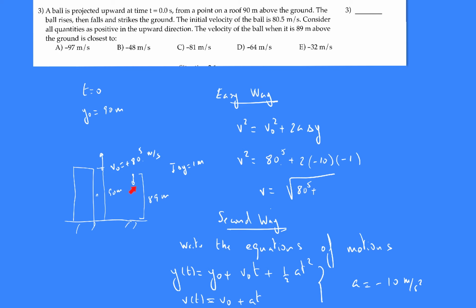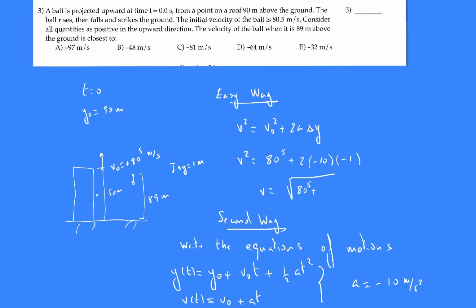Well, the easy way to do it is using this equation, v squared equals v0 squared plus 2 times a times delta y. In this case, the initial velocity is 80.5, a is minus 10, and the displacement delta y is minus 1, because it goes from 90 meters to 89. The displacement delta y, y final minus y initial, 89 minus 90 is minus 1. This will allow you to find the velocity v.